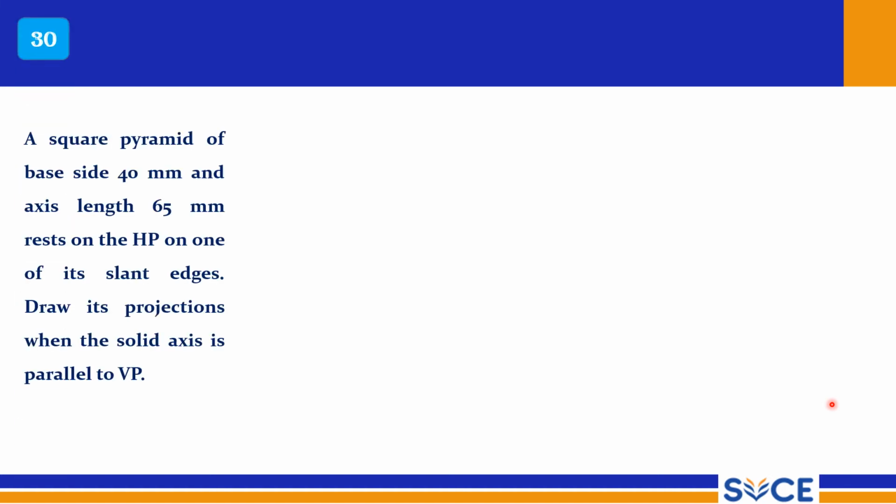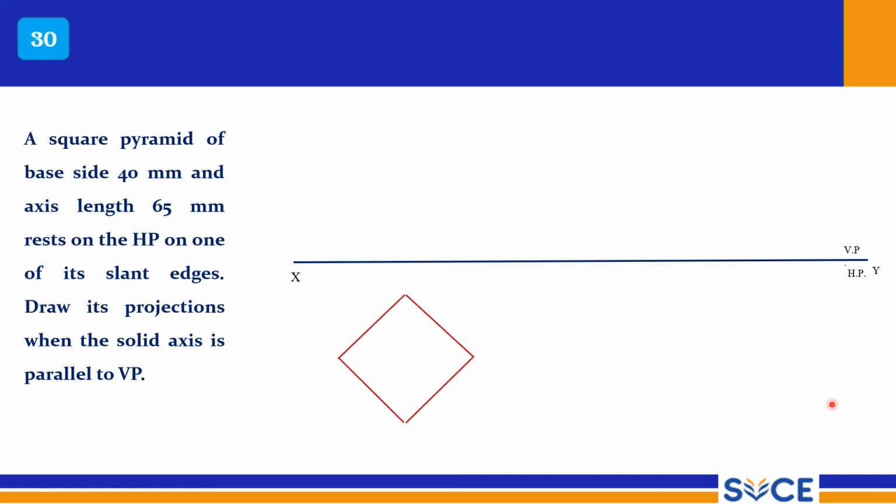And next is problem number 30. So a square pyramid of base side 40 mm and axis length 65 mm rests on the HP on one of its slant edges. Draw its projections when the solid axis is parallel to VP. Right? So this is a square pyramid. The solid axis is parallel to VP, right? So it is resting on a slant edge. So it is a sleeping position, but it is sleeping on a slant edge, right?